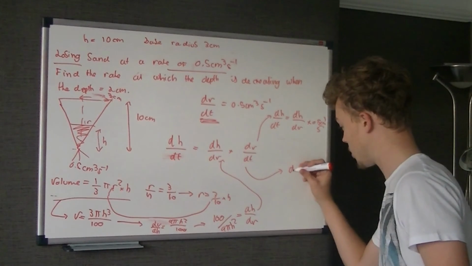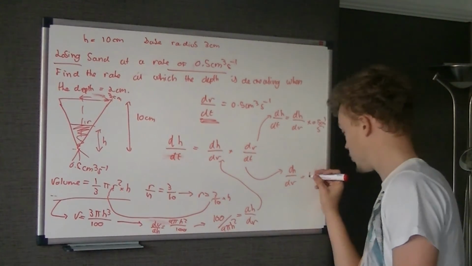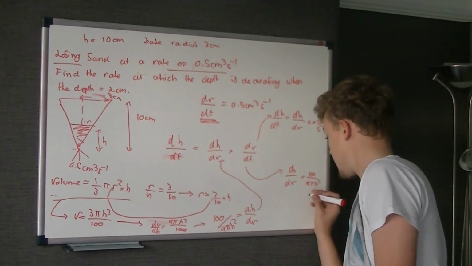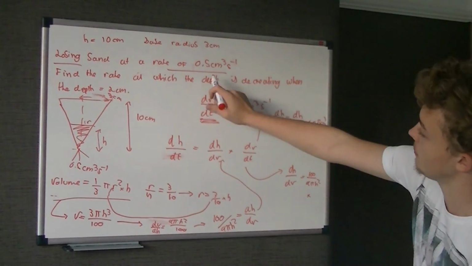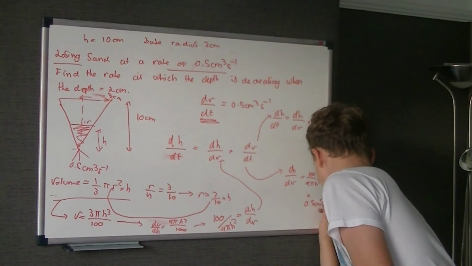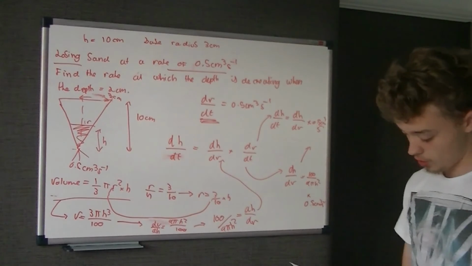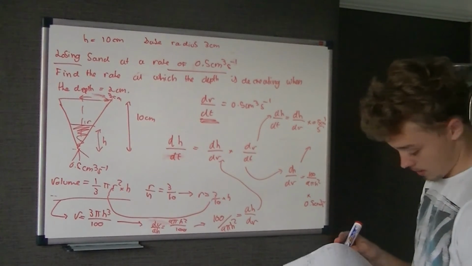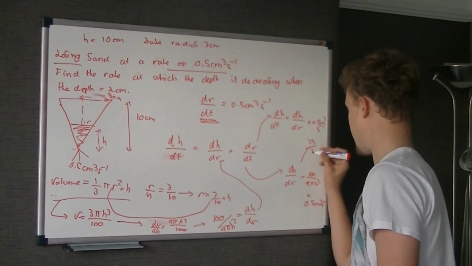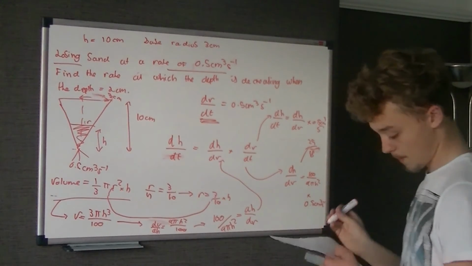And then simply we sub this into the equation there, and we get the finished formula of dH by dV is equal to our newfound 100 over 9 pi h squared times the rate which we're given of 0.5 centimetre cubed per second, and if you work that out you should get a reduction of 25 over 18 pi.